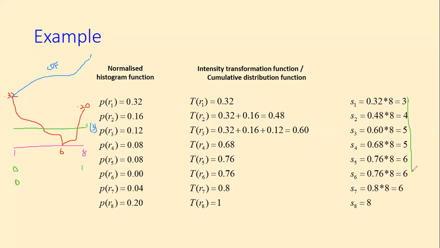These are the equalized gray levels, obtained after histogram equalization. These are the equalized gray levels, but if I want to plot the equalized histogram, what do you think I will do?